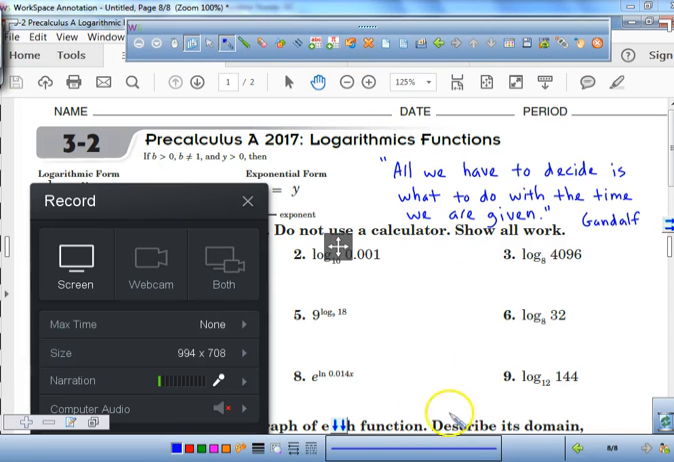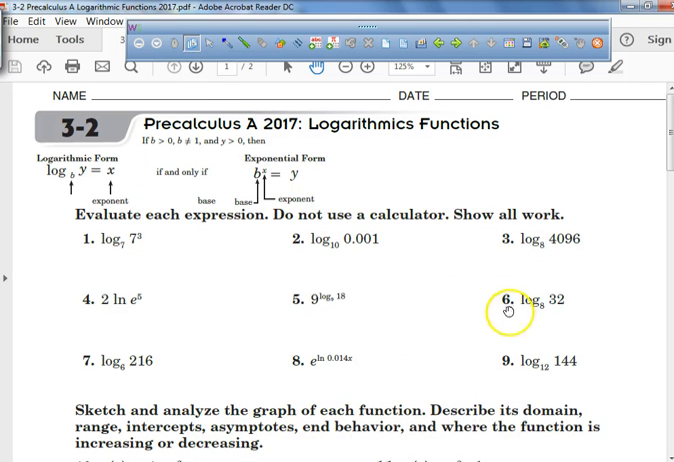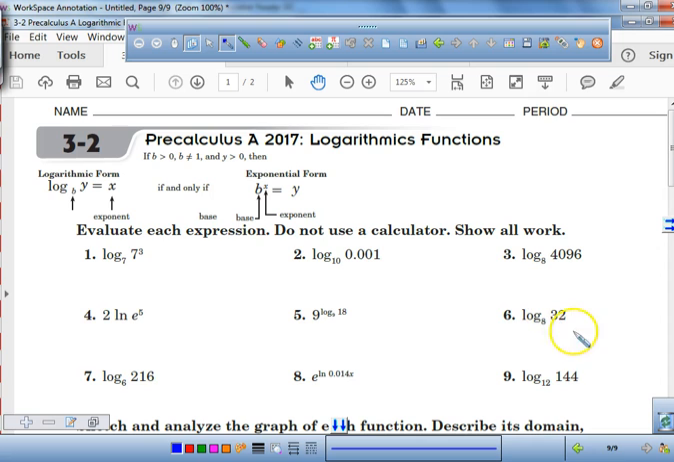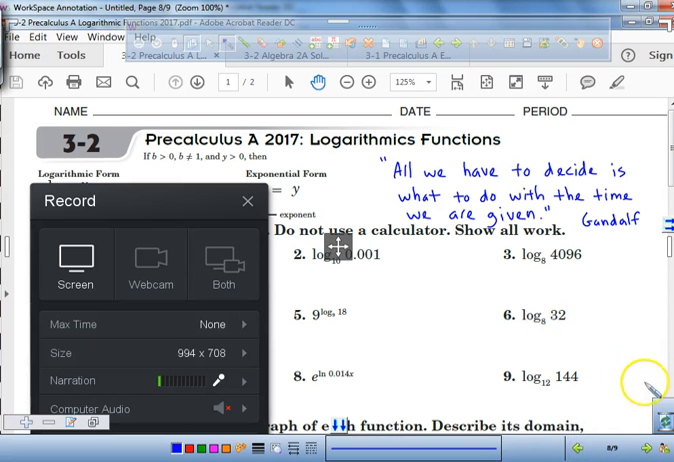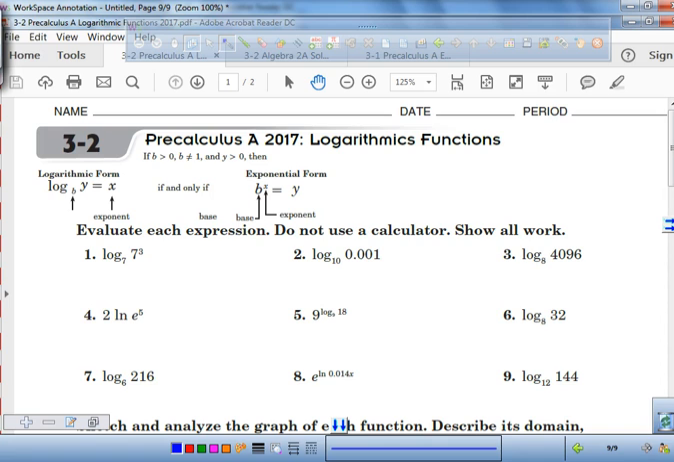Today we are starting logarithms. Okay? All we have to decide is what to do with the time we are given. Today we're deciding to do logarithms, because I choose so.